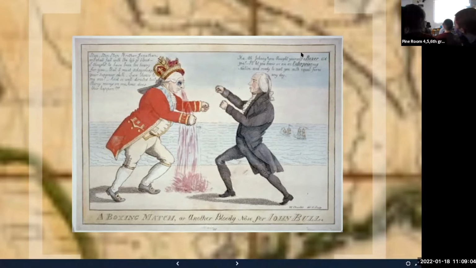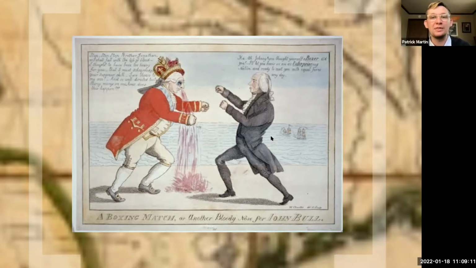There are boats in the background. Right, ships in the background, right? Because this is going to be more of a naval war. They're fighting on the water more than they are fighting on land.